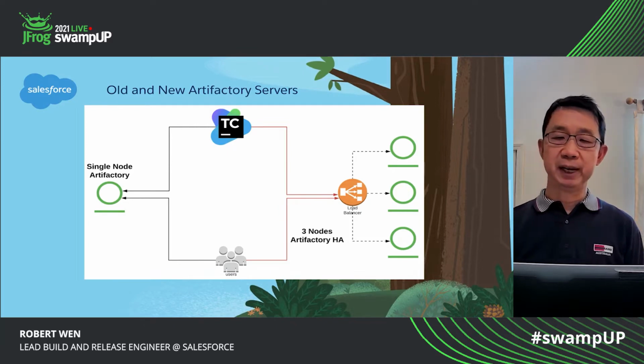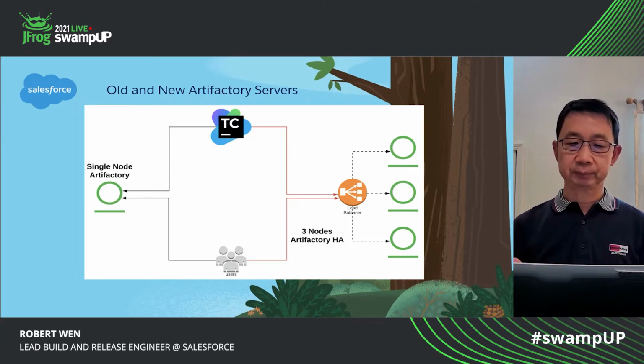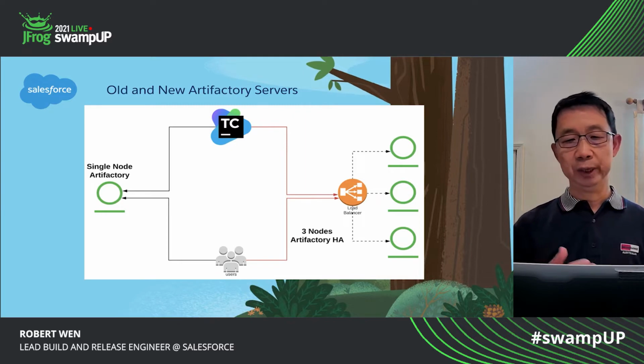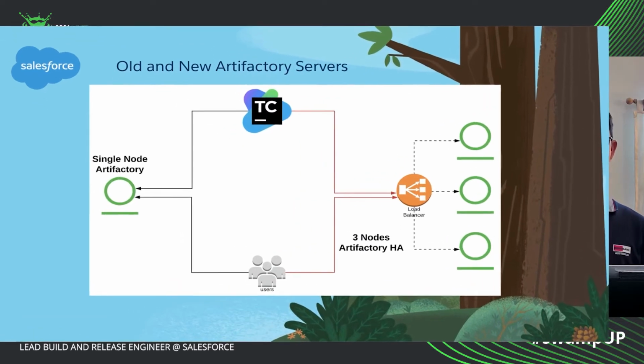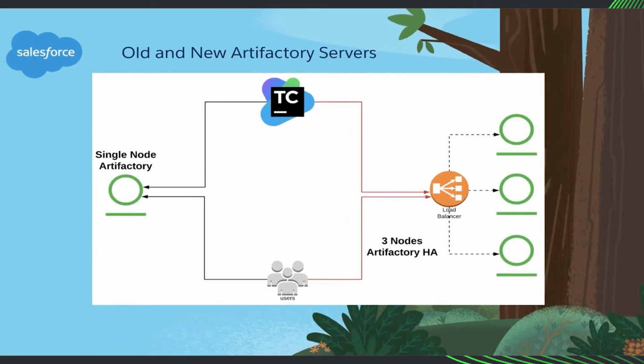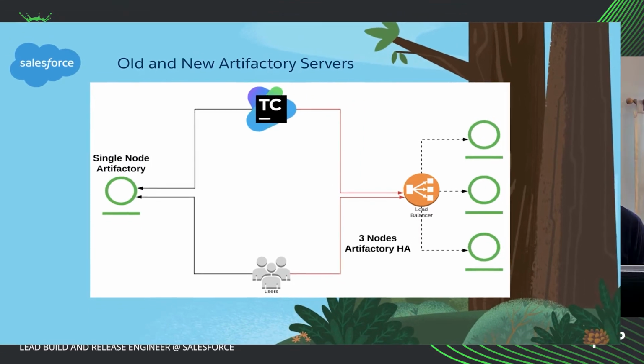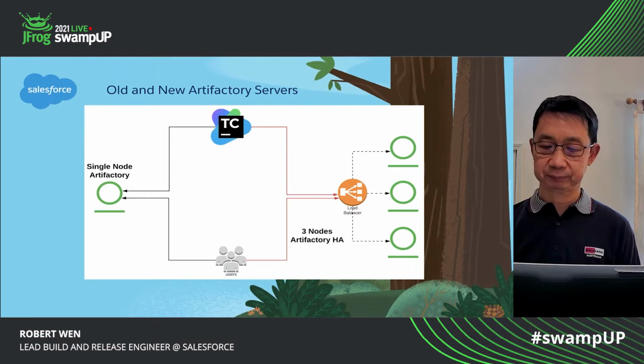These diagrams represent a high-level description of the old and new Artifactory servers. As you can see, on the left-hand side is a single node Artifactory. The right-hand side represents the new Artifactory server with 3 nodes HA.